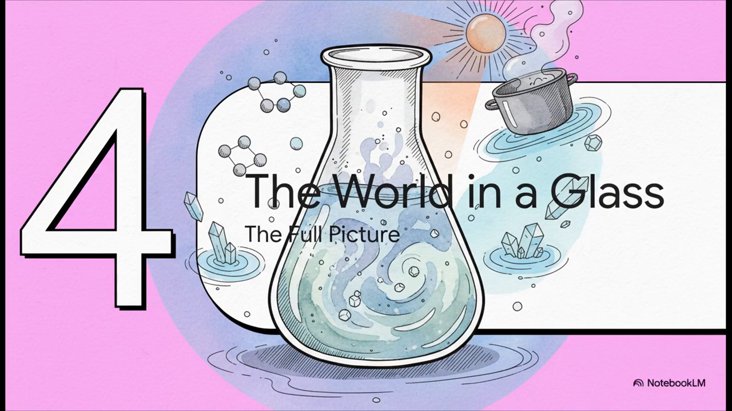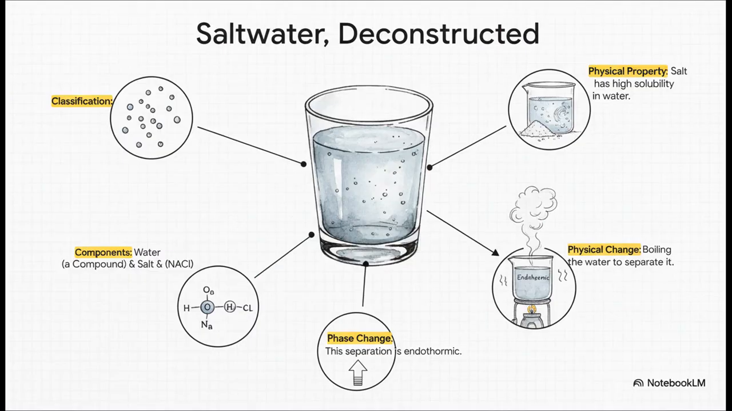We've got all these new tools in our belt: classification, properties, phase changes. We can finally go back to our simple glass of salt water and see it with brand new eyes. Let's do it. Let's deconstruct this thing. What's its classification? It's a homogeneous mixture. What are its components? 2 compounds, water and salt.